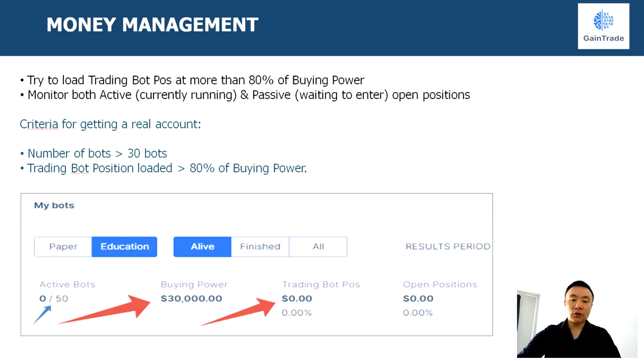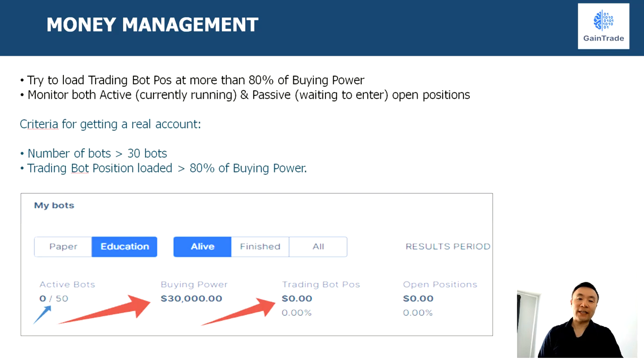As well, monitor both active open positions, which are your active bots that are currently running, and passive open positions, which are the bots that are in the waiting phase and waiting to enter a trade position. Now, this way, if there are suddenly too many active running bot positions, which could exceed your buying power, you may want to cancel the passive bots that are waiting to enter.